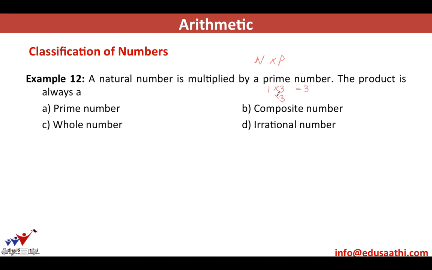But if I multiply this with 2, I get a composite number. 3 into 3, again a composite number, 9. So I'm getting a prime number in one case, and a composite number in the other cases. So that means it depends on the situation. I cannot get a prime number in all the cases because the question says always. I cannot get a composite number in all the cases because I'm getting a prime number in one of the cases. And I'm not getting irrational numbers. So the answer that I'm getting in all the cases are actually whole numbers. So my answer would be a whole number.